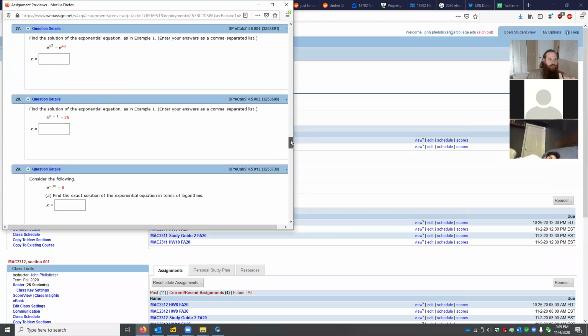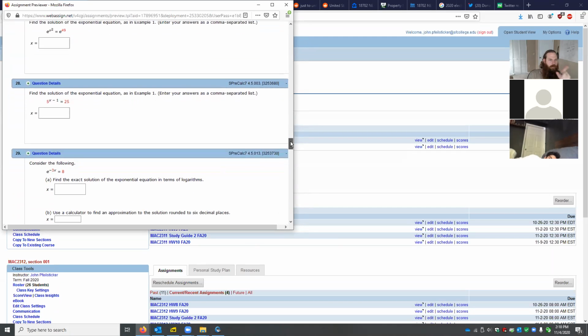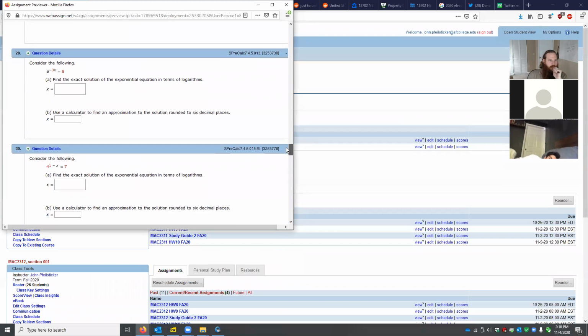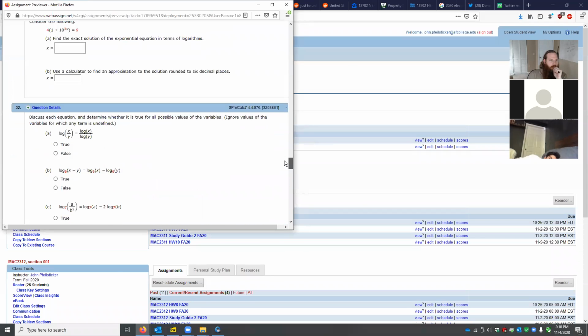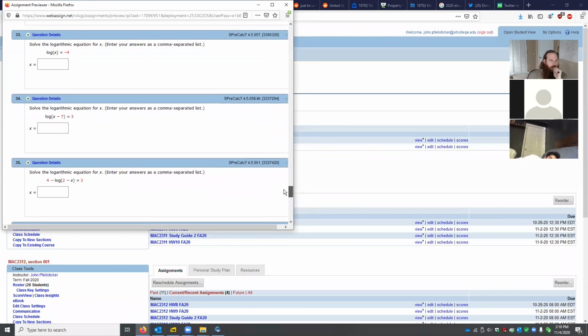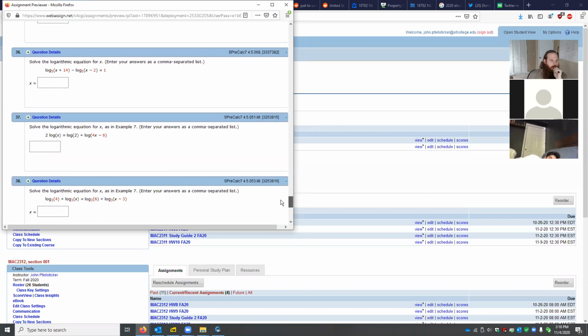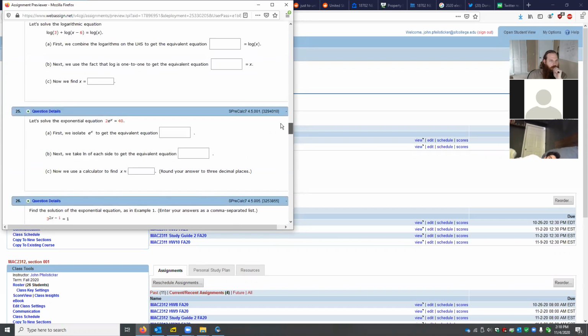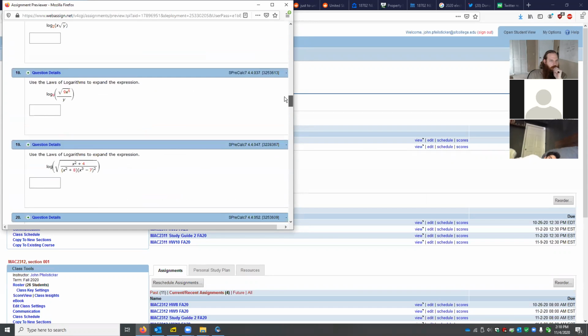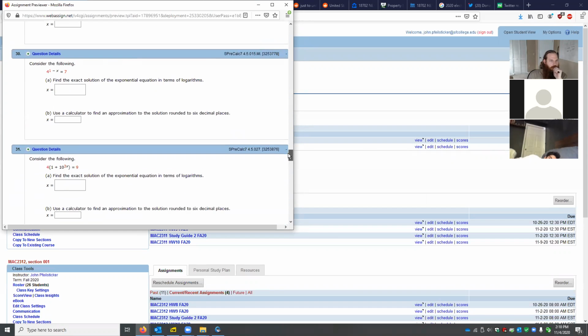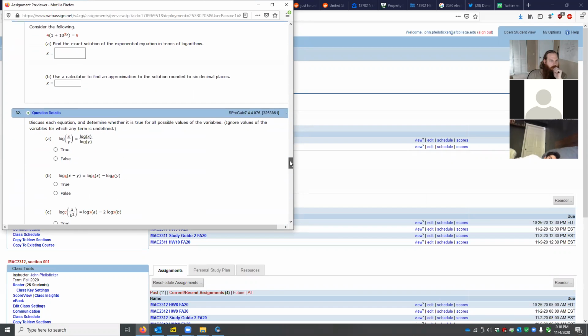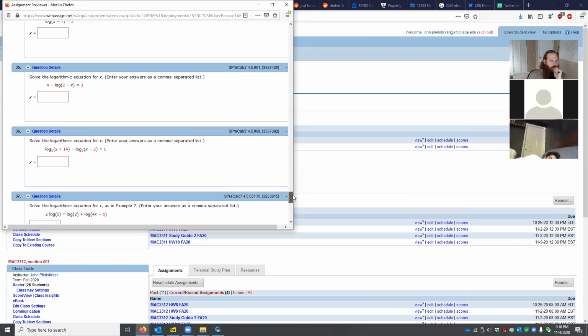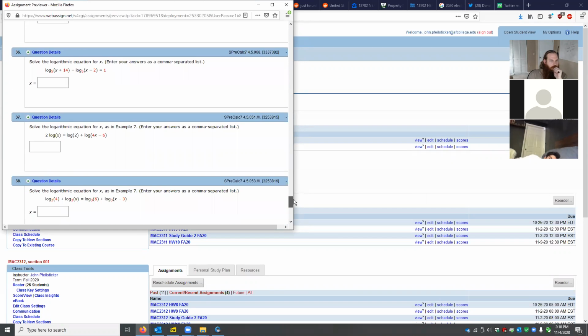So for the most part, this stuff is all very simple, right? Like a basic exponential or a basic log. But if we want to look at something a little more complicated, do I have any slightly more complicated exponential equations? No. It's all pretty straightforward, isn't it? Let's look at something like number 36 here.